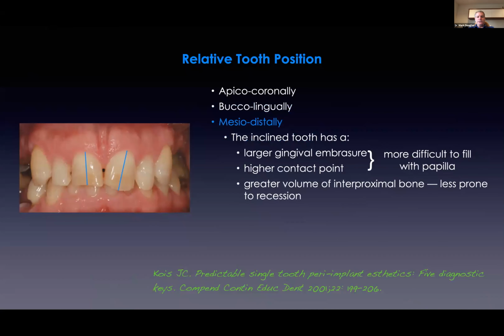And if we look at the mesial distal dimension, if the teeth are inclined, you wind up with a larger gingival embrasure and a higher contact point right here. And so this is much more difficult to fill with papilla. Because the roots are spread more up here, there's a greater volume of interproximal bone, which leaves that less prone to recession.